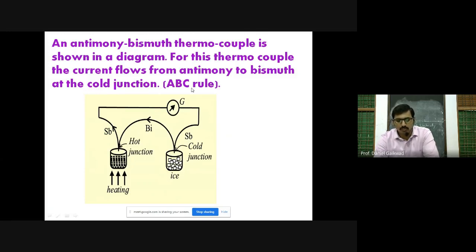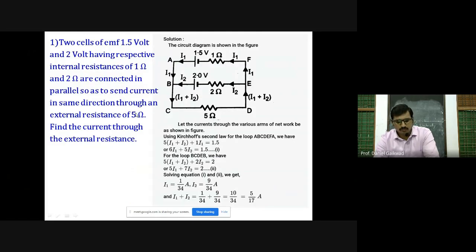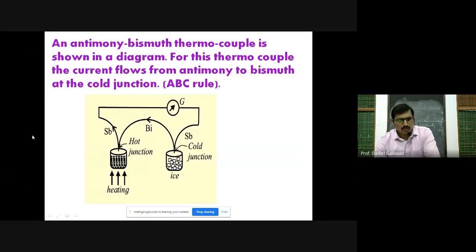So we have the ABC rule here: antimony to bismuth, A to B, and C for cold junction. So here we have Sb antimony, bismuth, and cold junction, A to B at the cold junction. So this is a simple rule, and this will be the one pair of metals. In the textbook we also have another example of copper and iron, and for that also it is applicable. So check the textbook.